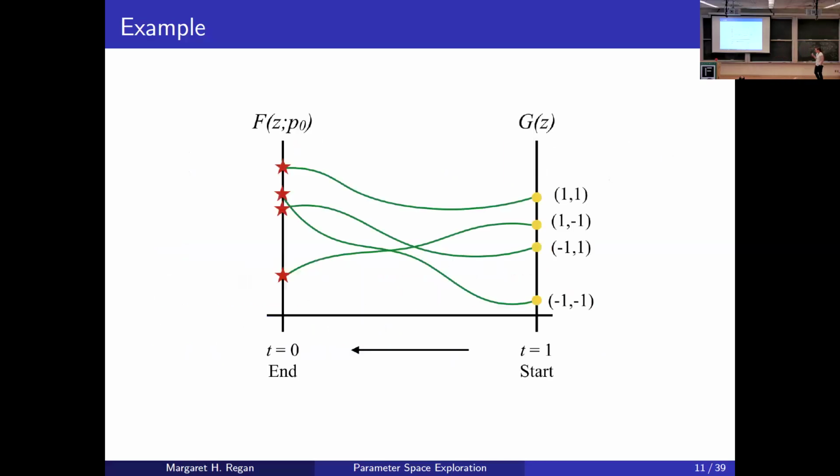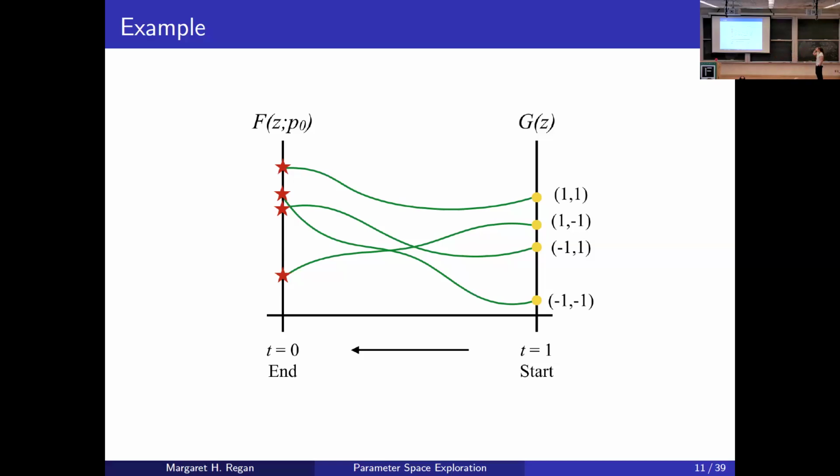So what does this look like? So we have the solutions to our g of z that we can write down. We have these 4 solutions. And then we move from t equals 1 to t equals 0. And we are able to arrive at maybe 4 solutions to our f of z at p naught. In this case, it does hit 4.